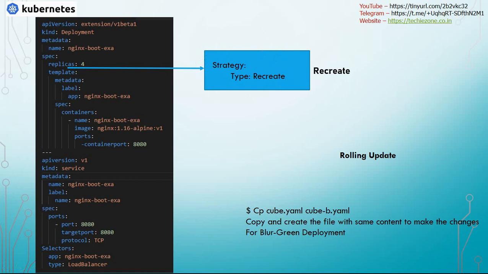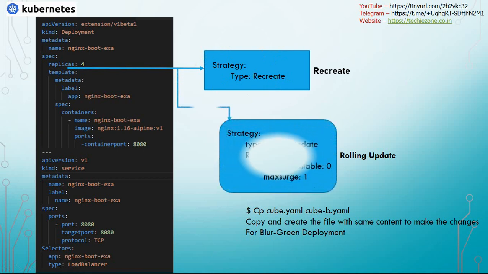While if I'm going to use the rolling update, then between replicas and template we need to put these 5 lines: strategy, type RollingUpdate, under the rollingUpdate maxUnavailable 0 and maxSurge equal to 1. So maxSurge equal to 1 means at a time it will create one resource and replace it with the old one, and again it will create one resource and replace it with the old one. So these are the strategies.